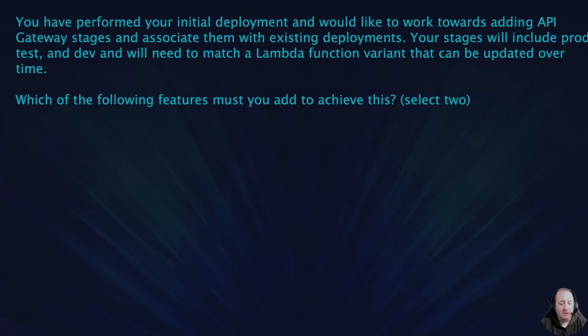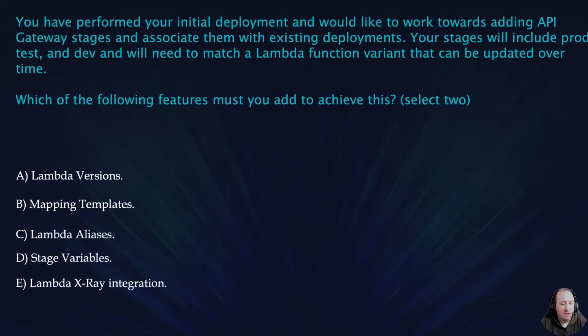There'll be two options that we need to include. Lambda versions, mapping templates, Lambda aliases, stage variables, or Lambda X-Ray integration. So the two that we're going to be looking for are Lambda aliases and mapping templates. So let's take a look at the ones that are wrong and why we didn't choose those.